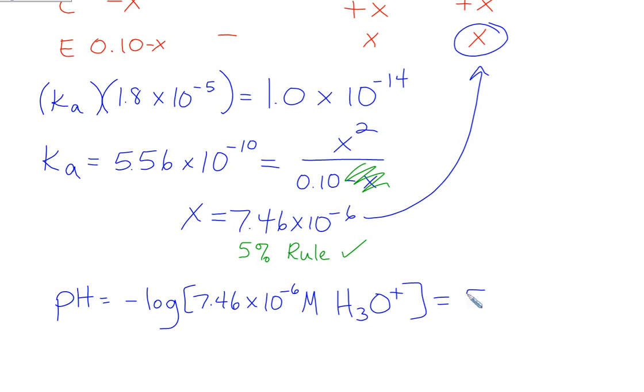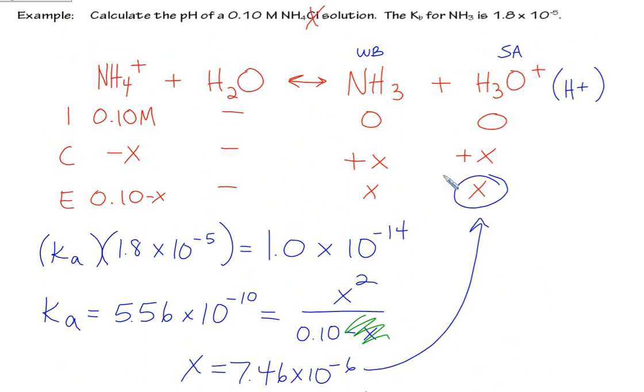And let's say about 5.1, 5.13, somewhere in there. And that's it, we're done. We've got the pH of this weak acid solution. Slightly acidic, which is exactly what I expected. Not bad, right? The worst part is really just setting up the original equation.